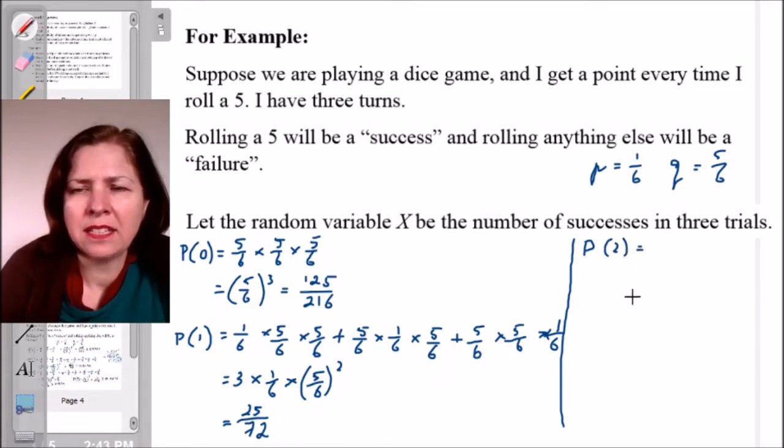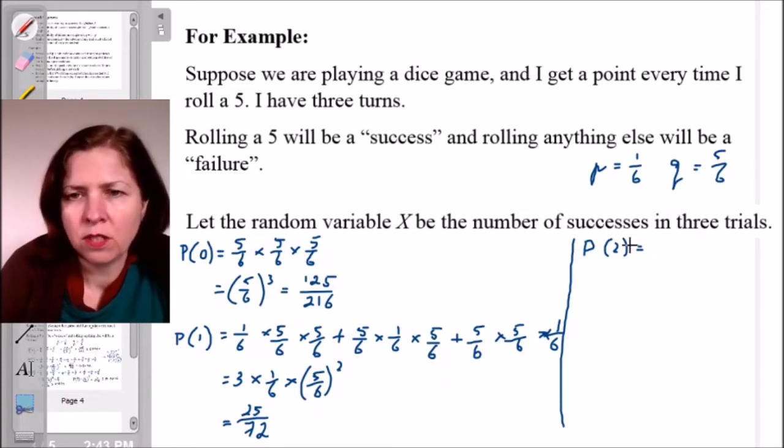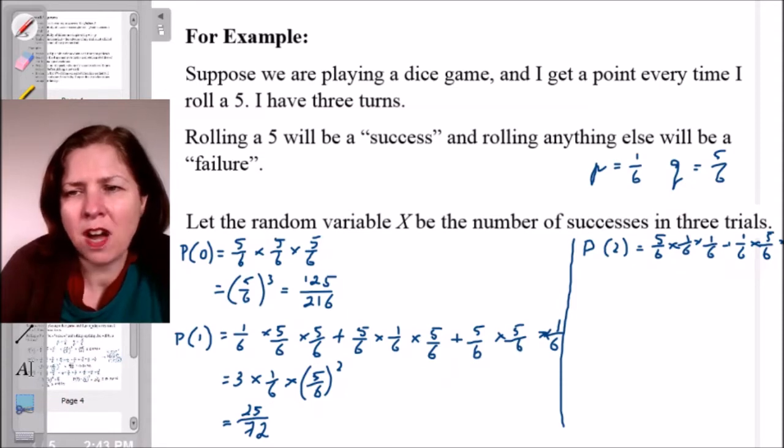Okay, the probability of getting 2 is going to be something similar, but this time I only don't get a 5 1 out of 3 times. So maybe I don't get a 5 the first time, which means I get 5/6 times 1/6 times 1/6. Or maybe I don't get a 5 the second time, so I get a 5, and then I don't get a 5, probability of that is 5/6, and then I get a 5, probability of that is 1/6. Or maybe it's the last time I don't get a 5: I roll, I get a 5, yay! I roll again, I get a 5, yay!